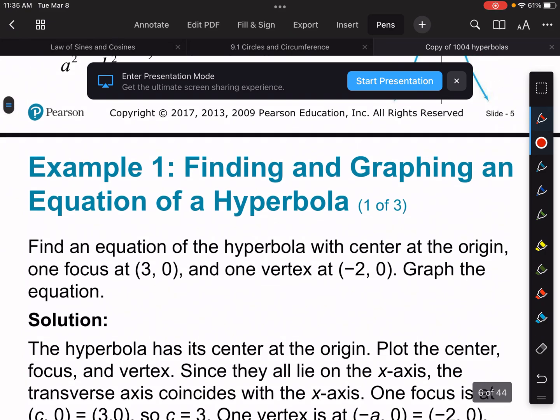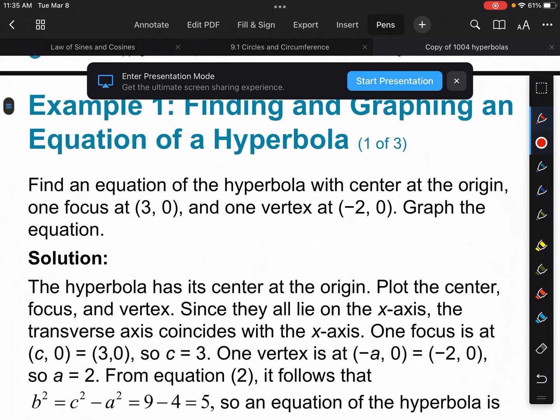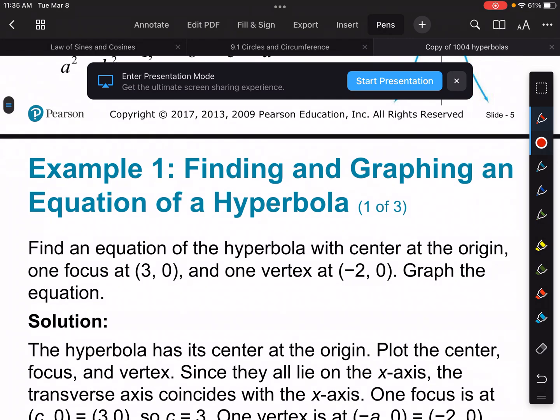So if we look at example 1, it says find an equation of the hyperbola with the center at the origin. One focus is at (3, 0), and one vertex is at (-2, 0). Graph the equation. Okay, so they want the equation. To find this equation, first of all, I'd probably draw just a little sketch. It says that one focus is at (3, 0). Okay, that means the other one has to be at (-3, 0). Then there's a vertex at -2, which means there's also a vertex at 2. So we know it's opening this direction.